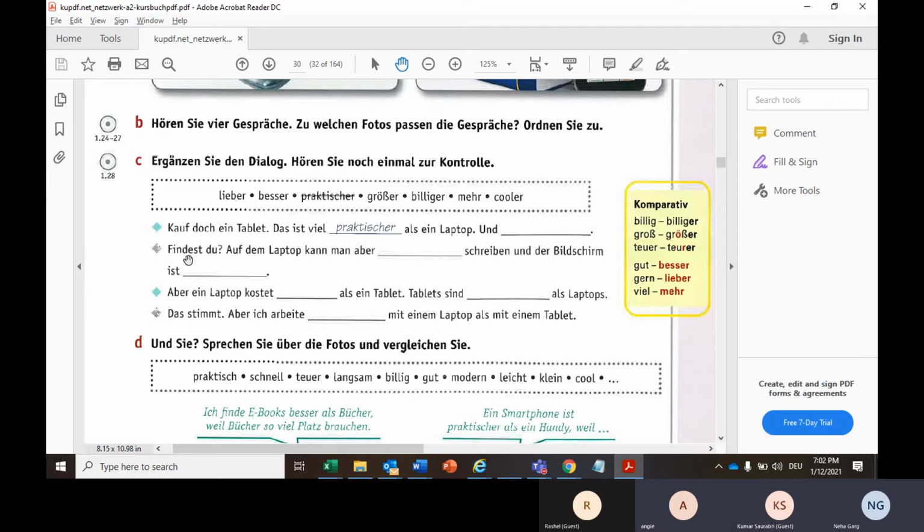Bildschirm bedeutet screen. Yes, monitor or screen, like the laptop. And the screen is also bigger, larger. Yes, bigger, larger. Number three.